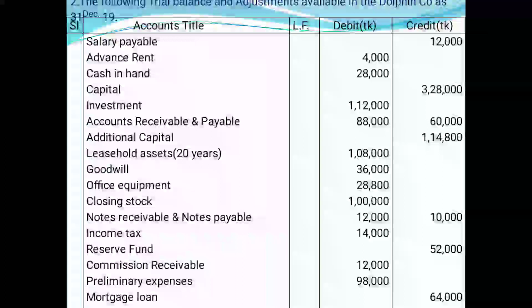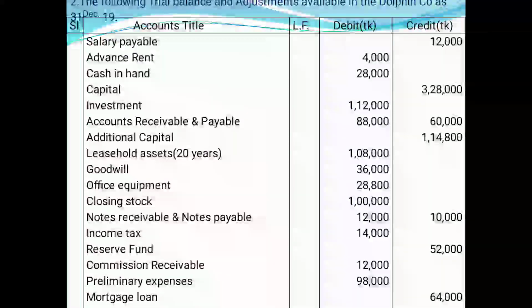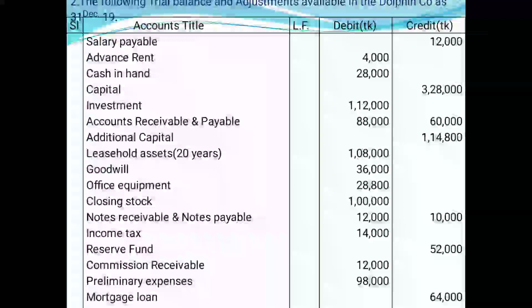Reserve fund, it is to be added with capital and additional capital in owner's equity statement. Commission receivable, receivable means current assets, so it is to be shown in current assets in statement of financial position. Preliminary expenses, one kind of fictitious asset or expenses not yet expired or other asset. It is shown in statement of financial position under the fictitious asset. Mortgage loan, one kind of long-term liability. It is shown in long-term liabilities in statement of financial position.